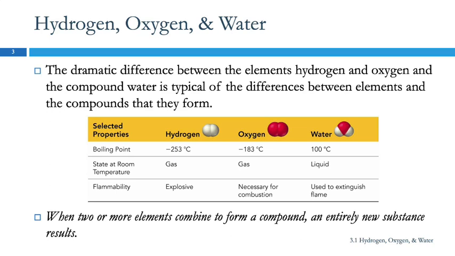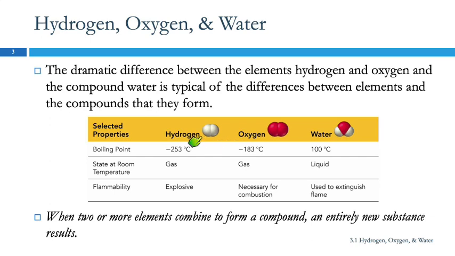When elements combine to form a compound, their properties change in sometimes very dramatic ways. Hydrogen and oxygen are the 2 elements that are present in water. They have boiling points way below 0. These are both gases at room temperature. Hydrogen is explosive, and oxygen is necessary for combustion. So you mix these 2 together, and you can make a big kaboom.